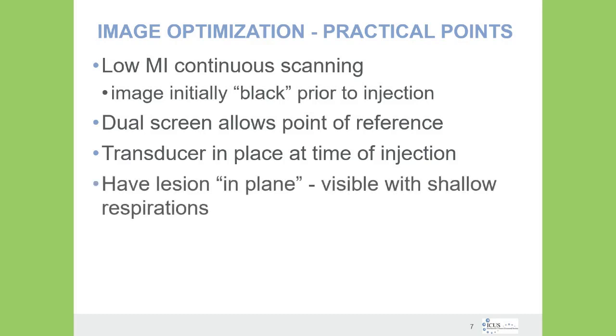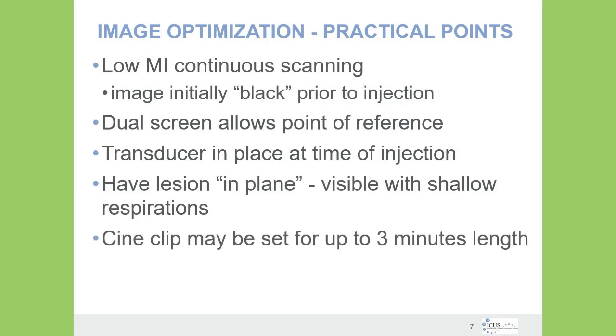We also want to have that lesion in plane, with shallow respirations visible. We characterize a lesion over a long period of time, 90 seconds or longer, and we know that patients cannot hold their breath for that long. So we are going to want to choose a plane, usually a sagittal or an oblique plane, in which the patient can breathe and we can see the lesion as the patient is breathing. This means that we need to do a little bit of planning prior to the actual injection to be sure that we're going to have the optimal visualization of the lesion once the injection has taken place.